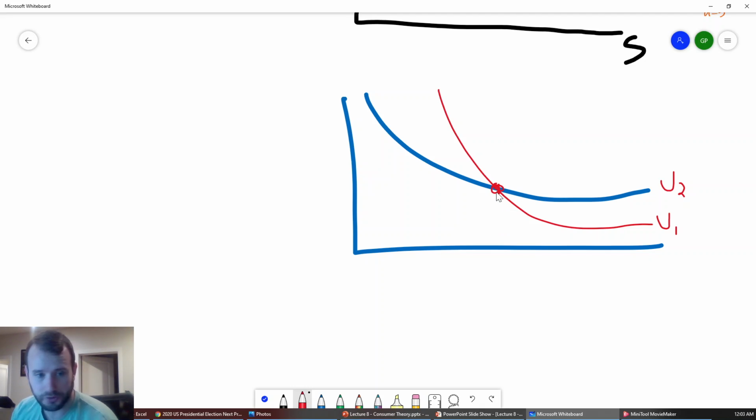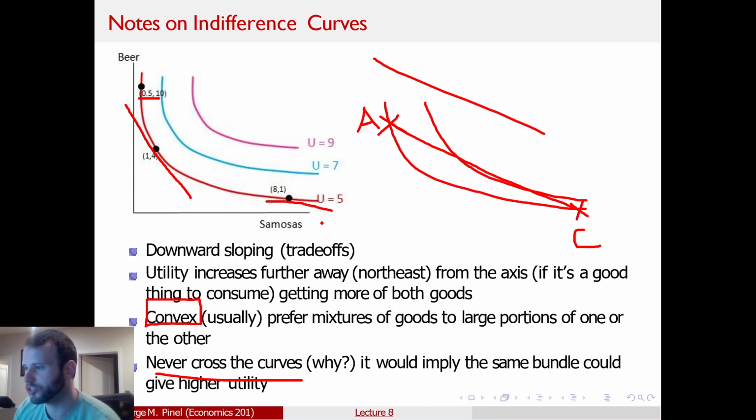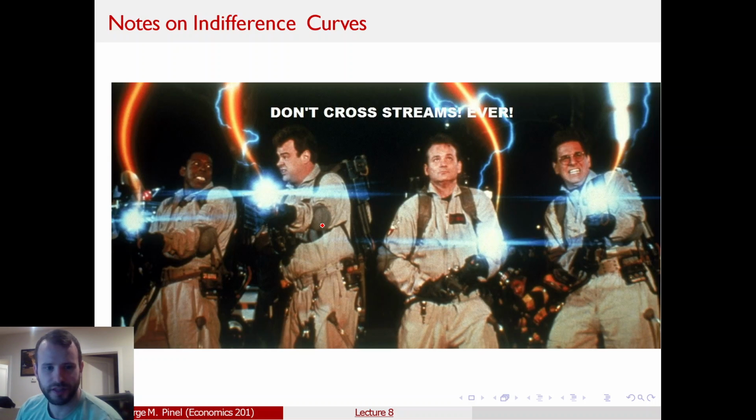So you never want to cross your indifference curves, because otherwise you're going to have consumption bundles that have unclear utility levels. And just to remember that, I have the Ghostbusters quote, "Don't cross streams, never cross streams." It's been a while since I watched Ghostbusters, actually. This is a dated reference even for me. But don't ever cross your indifference curves, because that means you're going to have a consumption bundle with two utilities, which doesn't make any sense because your utility should be stable across consumption bundles.